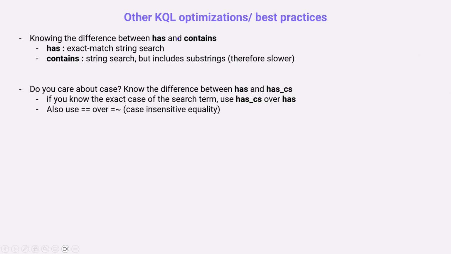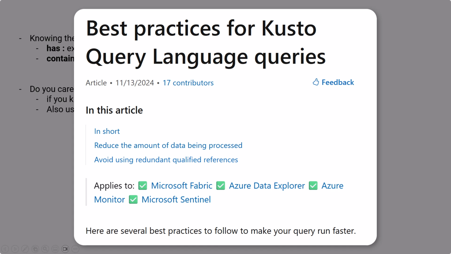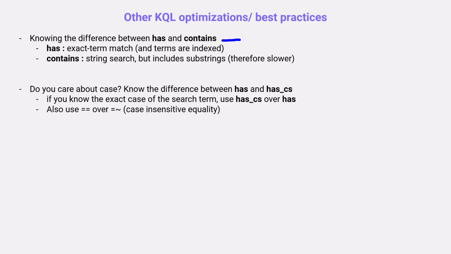There's other KQL optimizations. What I recommend is you go to the KQL documentation page. There's a list of best practices. We talked about the difference between has and contains, which is just one example of some other optimizations and refactoring that you can perform in your queries. Has performs an exact term match. So in KQL, it basically splits up strings into terms, and those terms are what's indexed. So that's going to be a lot quicker because it's going to do an exact term match.